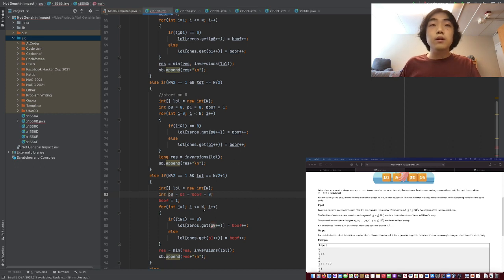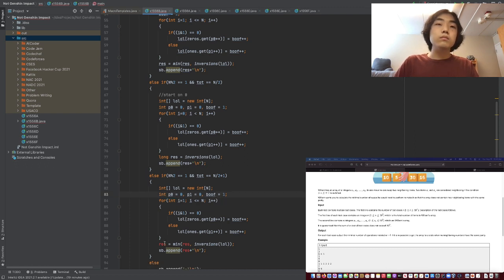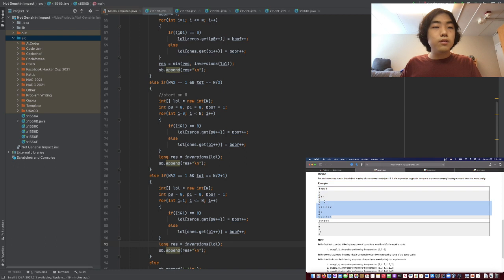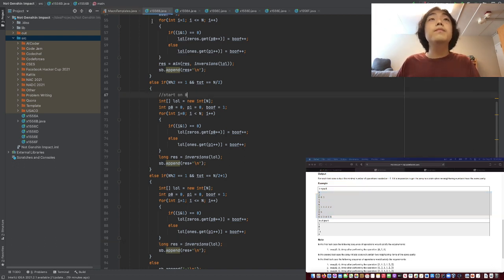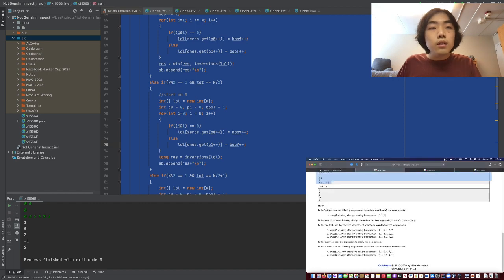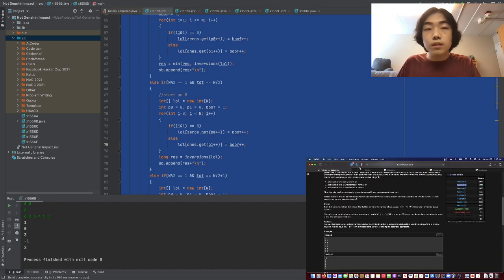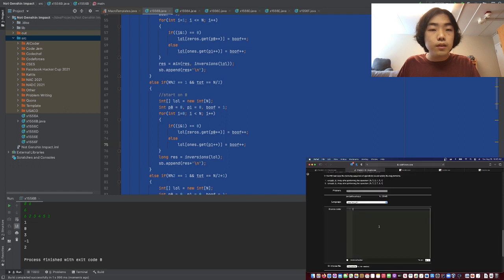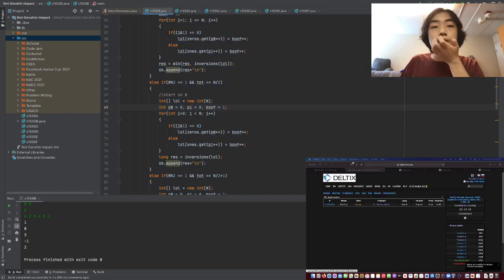Int p1 is equal to 0, is equal to 1. Long res is equal to inversions of this array. Alright, let's see if this works. 1, 0, 3, negative 1, 2. Alright. It seems to be a working piece of code. Yeah, let's just try it.